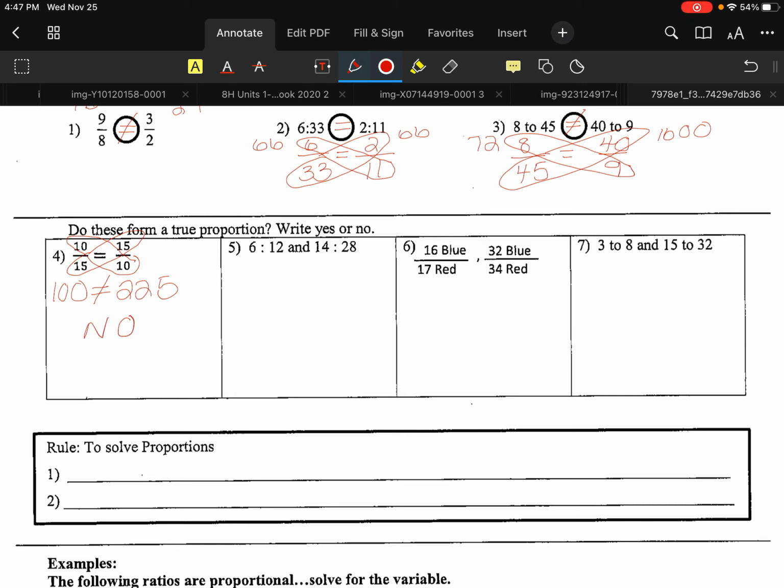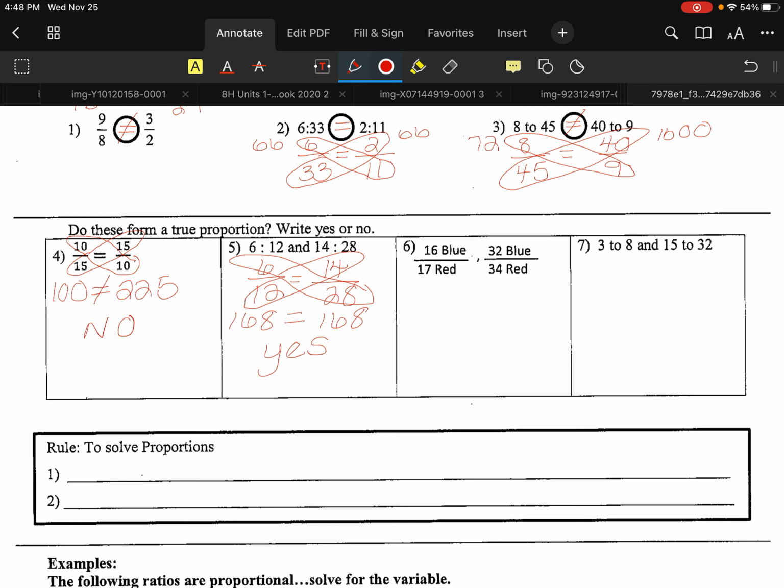6 colon 12, 6 over 12. 14 colon 28 is 14 over 28. Again, I'm going to cross multiply. I'm going to put the equal sign there just to show that I'm going to do my cross multiplication to prove whether they're equal or not. 6 times 28, almost divided them, got 168. Cross multiply the other way, and it doesn't matter which way you multiply first. I also get 168. Those are in fact equal to each other, so I'm going to put an equal sign there, and I'm going to put yes, they are proportional.